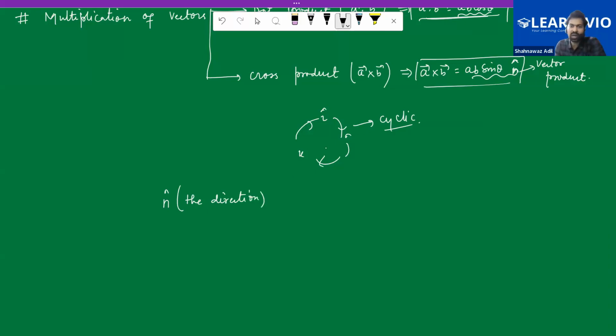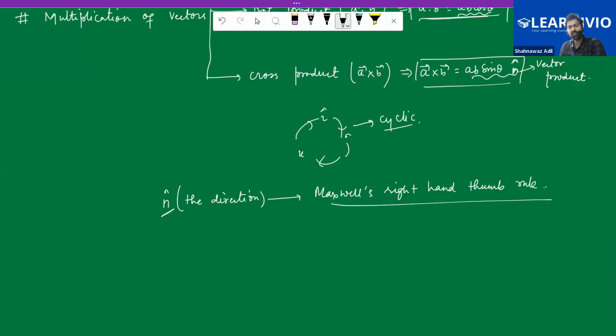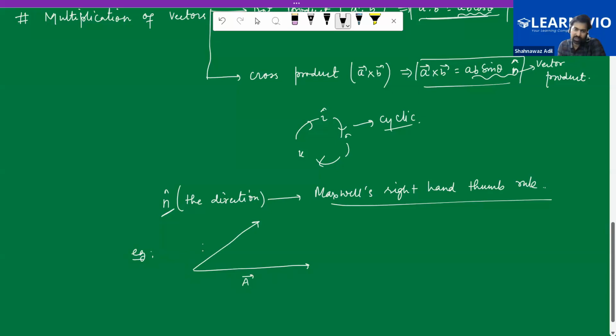Because let's say if we don't know i, j, k, the vector is not given in Cartesian form, then how do you find this n hat? So we use Maxwell's right hand thumb rule, right? So how do we use this Maxwell's right hand thumb rule? Let's say I have this A vector, I have this B vector, and I'm starting from A and then going to B, A cross B. I'm trying to find the A cross B direction.